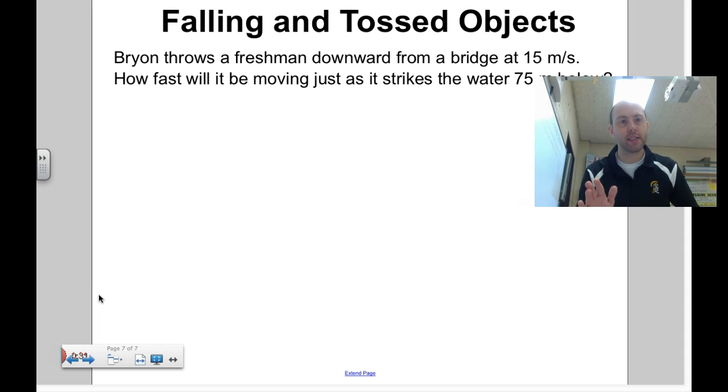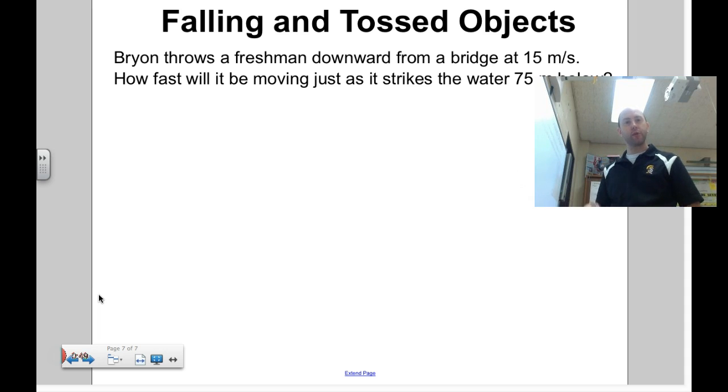With that being said, we also need to know certain constants. So let's go ahead and do like we normally do. Let's write out all our variables. First, since we're talking about vertical motion, we're going to use y instead of x.